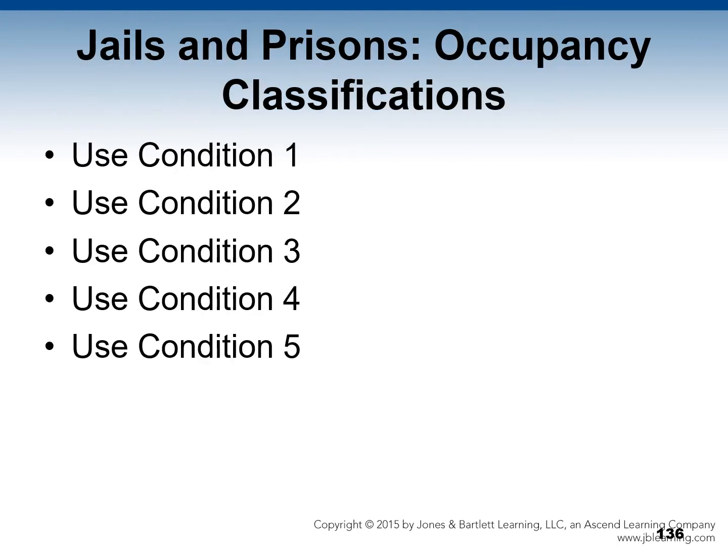There are 5 current occupancy classifications for jails and prisons. You need to make sure that you review these in your textbook. For use condition 1, this allows free movement and it's permitted within the building from smoke compartment to smoke compartment as well as to the exterior. Use condition 2 says free movement is permitted within the building from smoke compartment to smoke compartment. Use condition 3 is free movement permitted within the building within a smoke compartment. Movement to other areas is by remote control release.